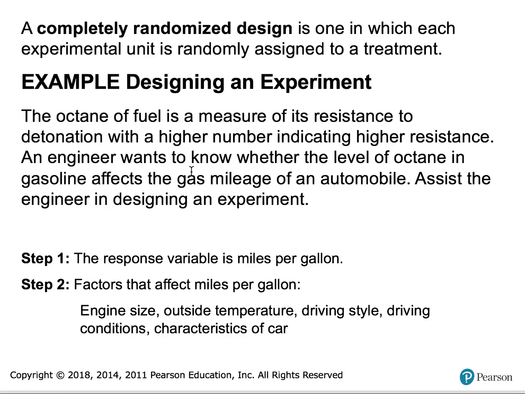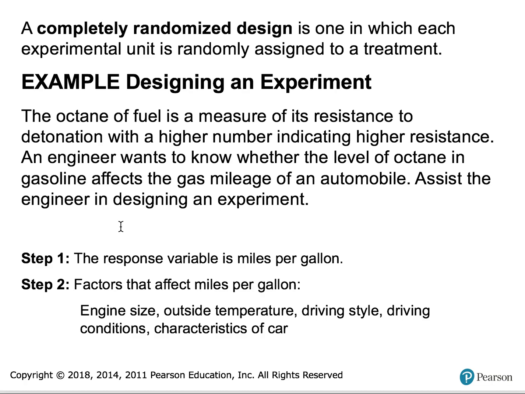Generalities, right? General idea. So let's look at an example. A completely randomized design is one in which each experimental unit is randomly assigned to a treatment. So here's an example. The octane of fuel is a measure of its resistance to detonation, with a higher number indicating higher resistance. An engineer wants to know whether the level of octane in gasoline affects the gas mileage of an automobile. So assist the engineer in designing an experiment.